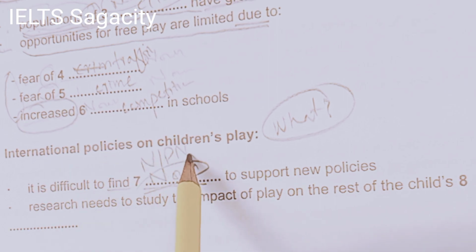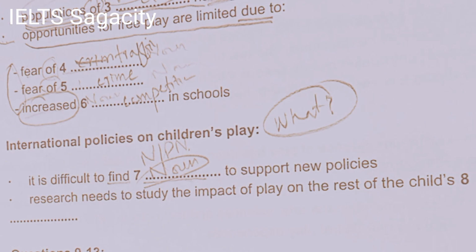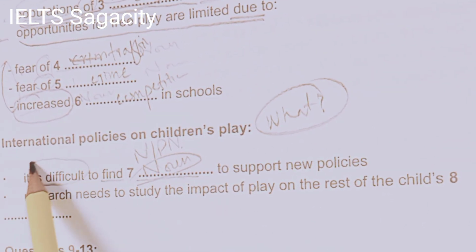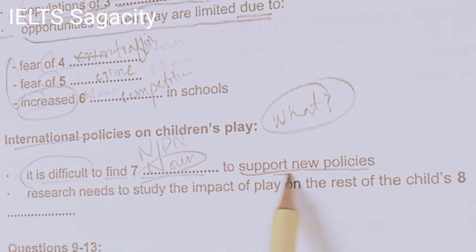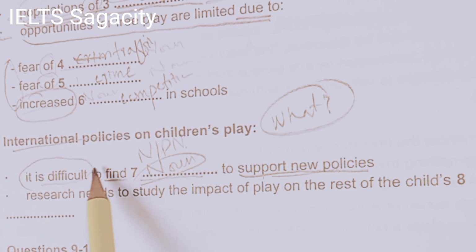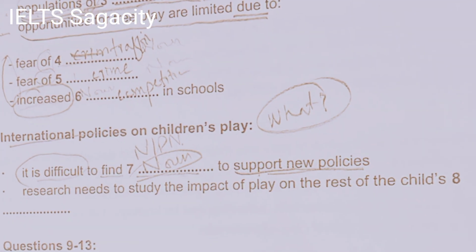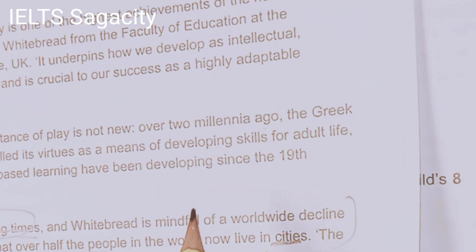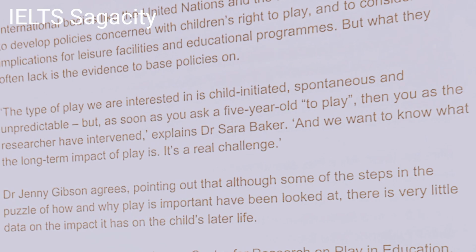International policies on children's play. The first thing that we are going to look for is of course international policies, and the next thing that we are going to look for is difficulty and to support new policies. So international policies, new policies, difficult to support. Difficult to find what? There is something that is not very easily accessible, not very easily achievable or discoverable. So that is why it is difficult to find. So let's have a look, because we are already done with this paragraph, so we'll have to move forward because it almost always follows a sequence and an order.